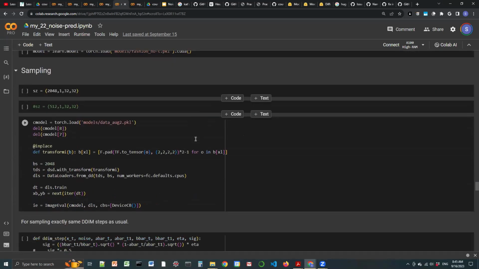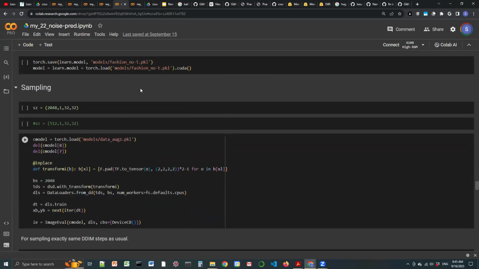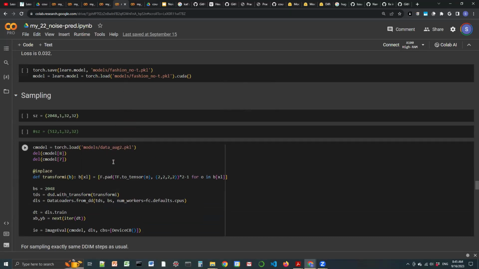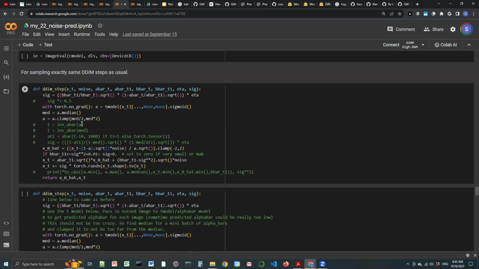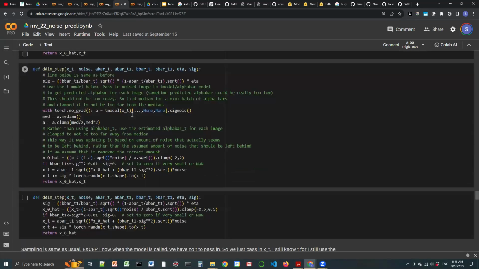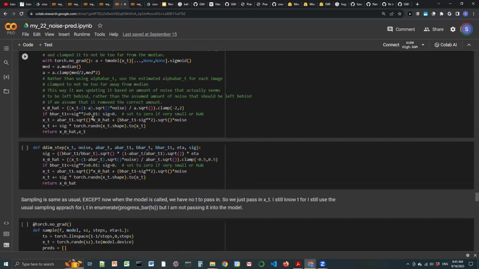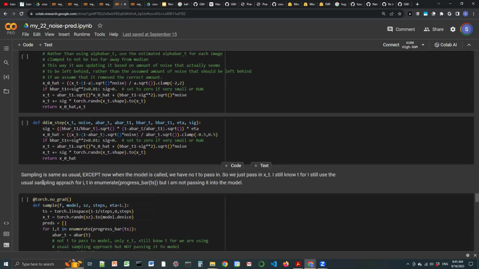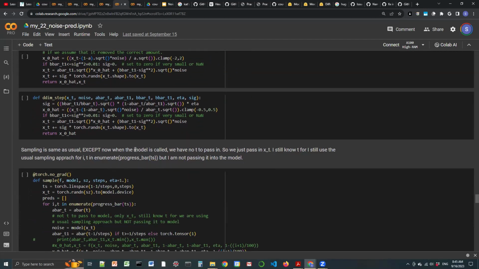But when I go to sample and use the appropriate pickle, and then load this data aug pickle, and then do the deeding step as per normal, and I'll get to why there are so many different deeding steps. Let's just assume we use the last deeding steps here, and then do the sampling as usual. But again, in the sampling, when the model is called, we have no t to pass in. So we just pass in the xt, which means we don't pass in the time step, we just pass in the noise image, because that's the whole purpose of this research notebook.